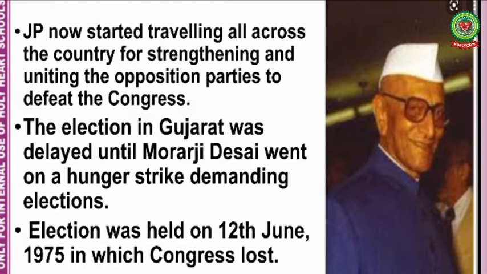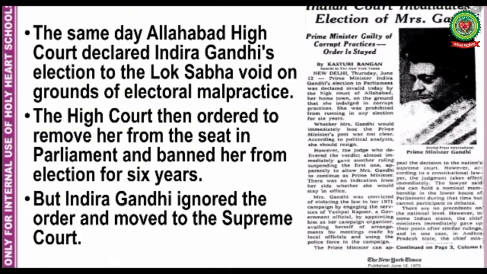Realizing that Congress could be defeated in the state legislative elections of Gujarat, Congress decided to delay the election for some time. Morarji Desai went on hunger strike, so elections were held on 12th June 1975, and in these elections, Congress lost badly. The same day, the Allahabad High Court declared Indira Gandhi's election to the Lok Sabha void on the ground of electoral malpractice. The High Court then ordered her removal from her seat in the parliament and banned her from election for 6 years. But Indira Gandhi ignored the order and moved to the Supreme Court.